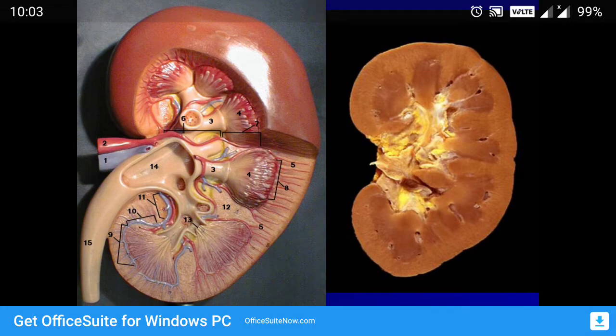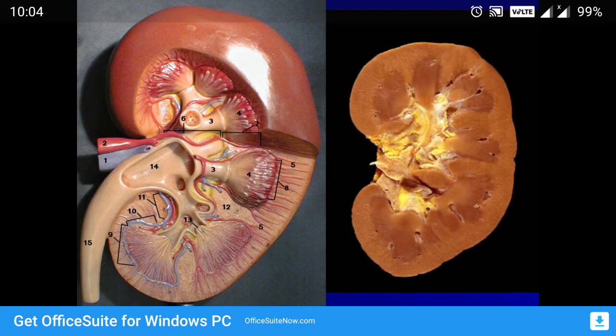Before going into the disease proper, you should know the normal anatomy and physiology. That means normal structure and function of the organs. You should always remember them. You should not forget. So what is this? This is a picture of a kidney cut section.